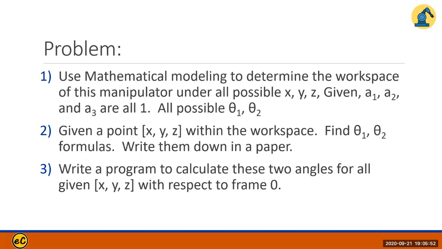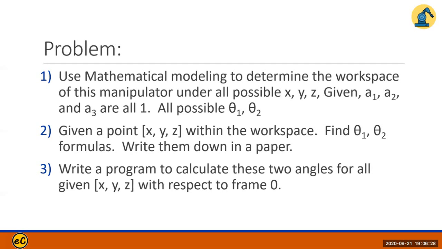Then given A1, A2, A3 are all 1, find all the possible theta 1 and theta 2 so that you can determine the workspace, the whole space that XYZ is allowed to reach. And then part 2, given a point XYZ within the workspace. This number will be something that you come up with, and it must be valid. Then you try to find the formula for theta 1 and theta 2.